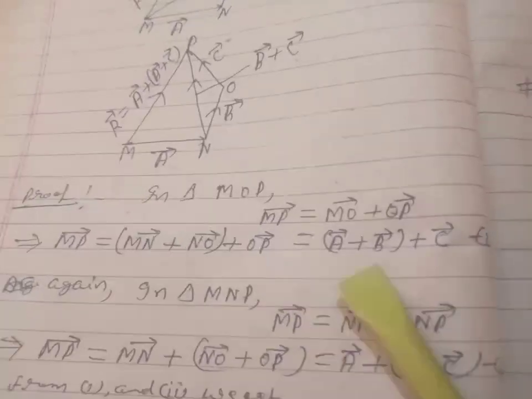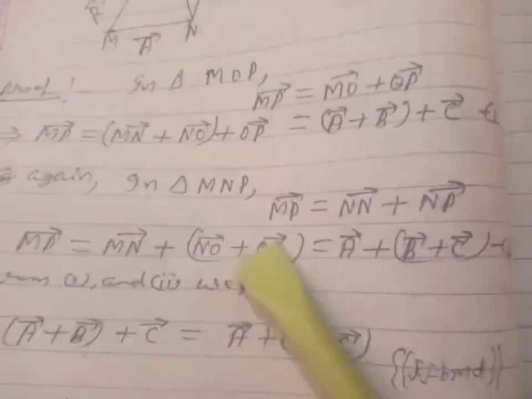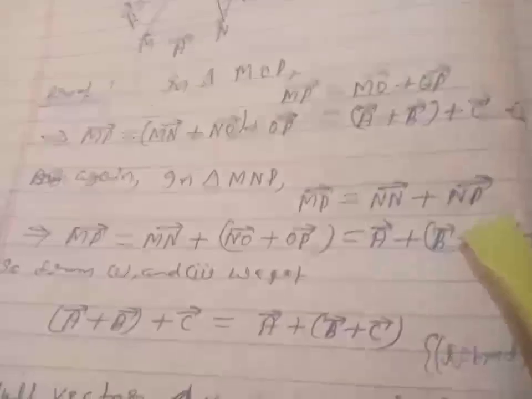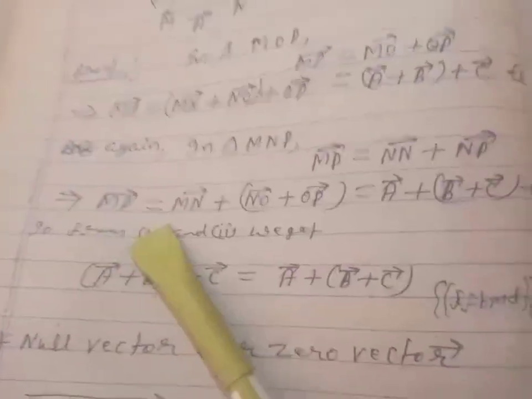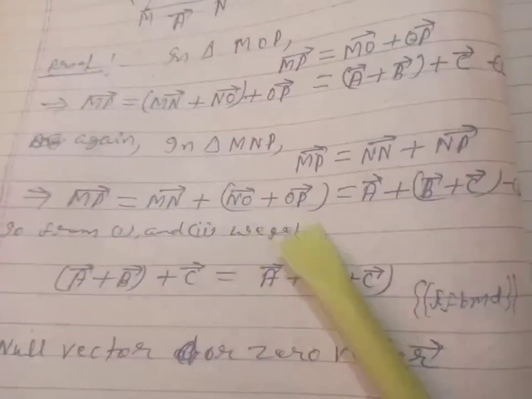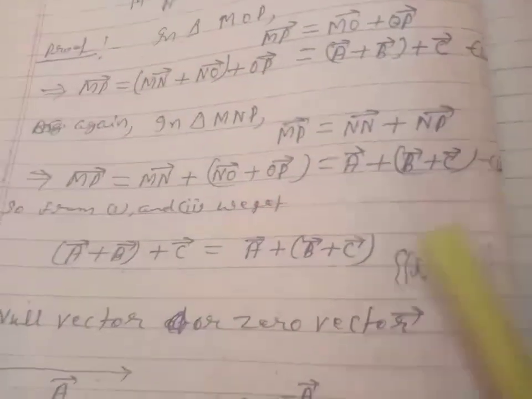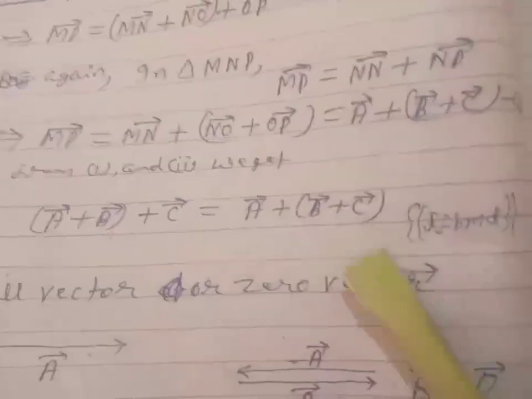So we can write A plus B plus C, and in triangle MNP, MP vector equals MN vector plus NP vector. This implies MP vector equals MN plus NO plus OP, or A plus B plus C. So from 1 and 2 we get A plus B plus C equals A plus B plus C, proved.